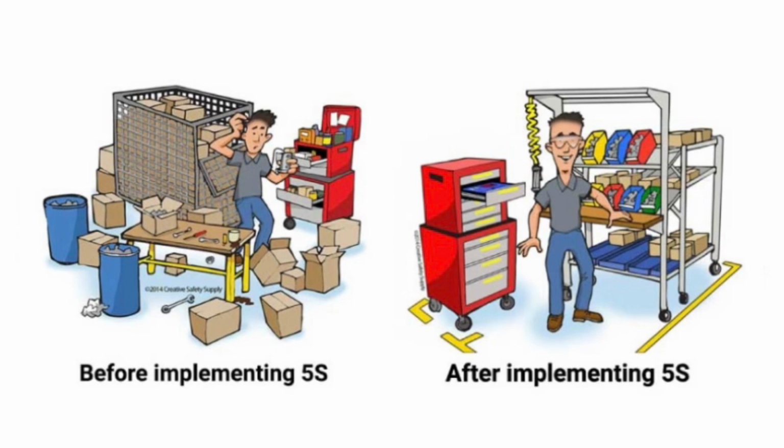Now here's another example. We can see how it was before implementing the 5S system and after implementing the 5S system. As we can see, after implementing the 5S system, it is clean and well organized, and that will help us to reduce waste and optimize productivity.